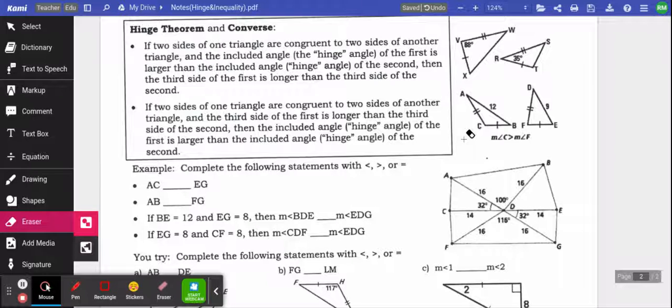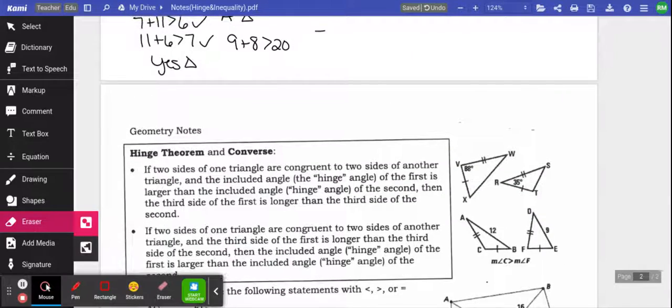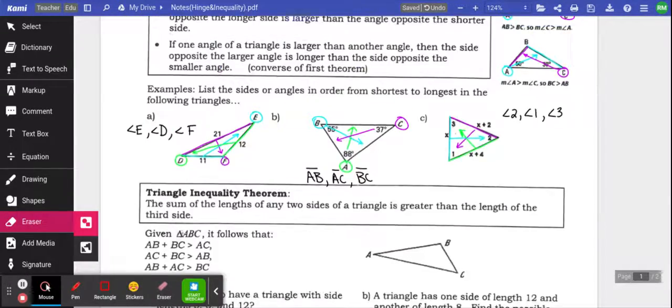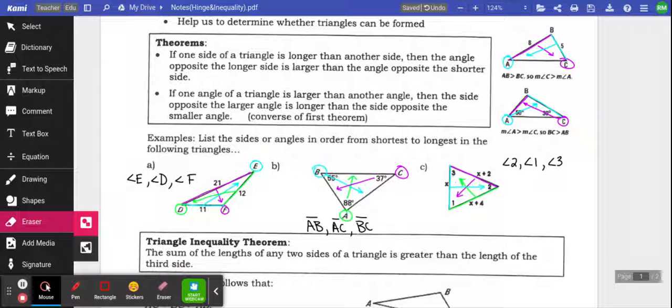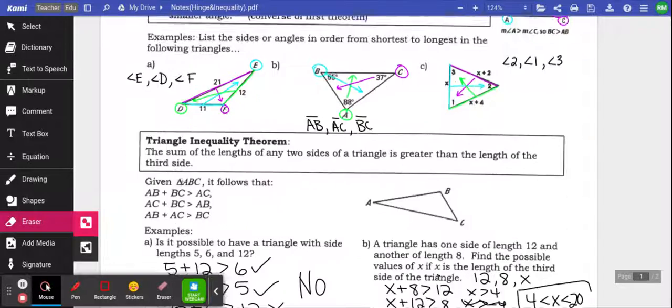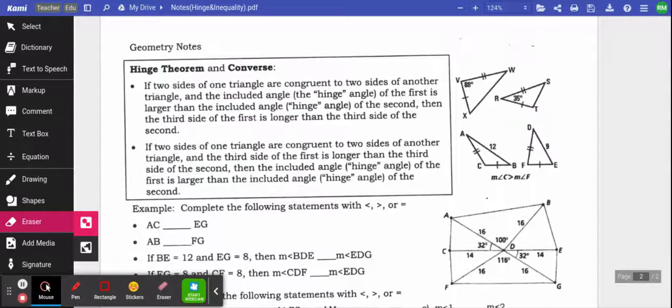Okay, so the hinge theorem we've already talked about, so I don't know if I really need to read it. That was kind of this example up here, right? If the larger angle is across from the longer side and the smaller angle is across from the shorter side. I can read the theorem for you if you guys want.